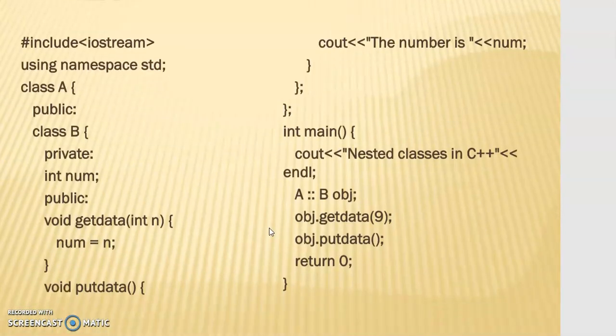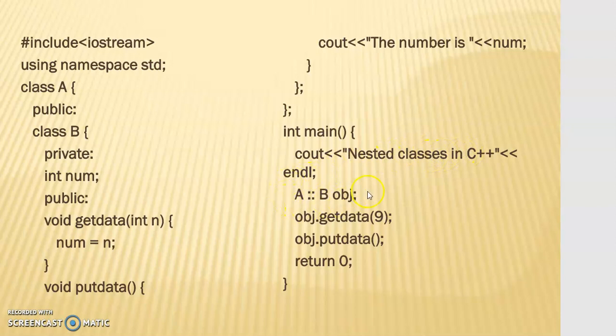If you look at this program, you can see that you have a class A over here, and inside that you have declared, as public, another class B. Please note that this class B is lying within class A, and class B has its own variables like num. It has its own function like getData, which receives an argument n, and it will be stored in the variable num. You've got a function putData, and putData will be displaying the text "the number is" and the value num.